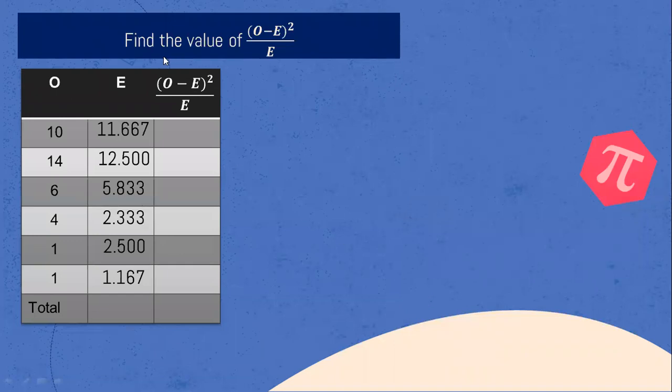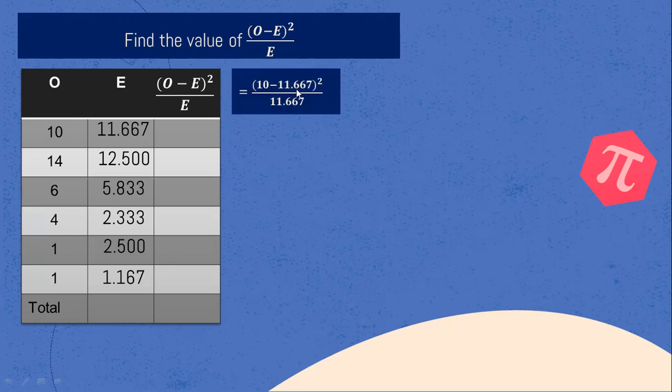Our next process is to find the value of the square of the difference of O minus E over E. O minus E, then square the difference, then divide by the expected frequency. Let's have an example for this part. Let's solve this one. 10 minus 11.667, the quantity squared, over 11.667.